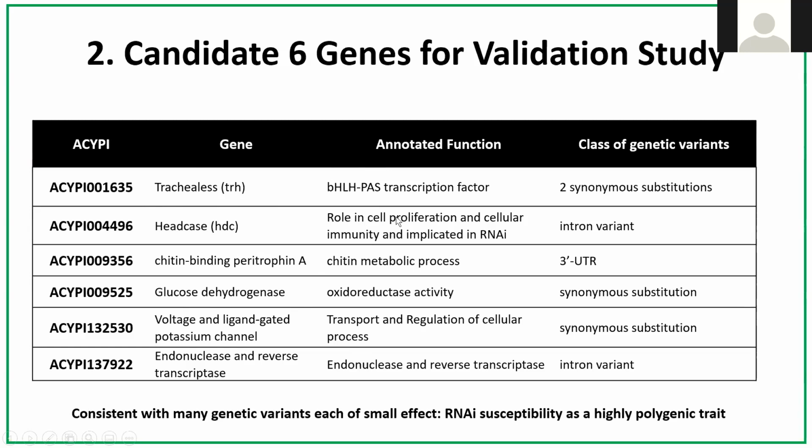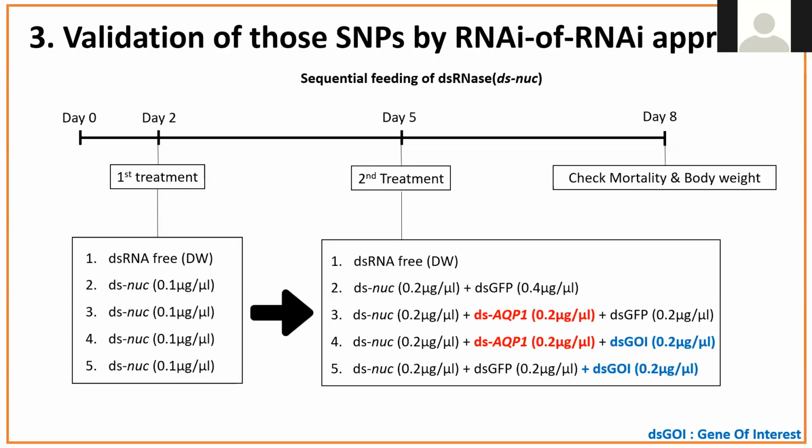As you see in the class of genetic variants, there are introns and even synonymous substitutions. We don't expect these genetic variants to give big phenotypic changes, and we wouldn't expect individual variants with large phenotypic effects in a natural population. But we expect the variation in RNAi susceptibility to be a highly polygenic trait. So we move on to the validation study here.